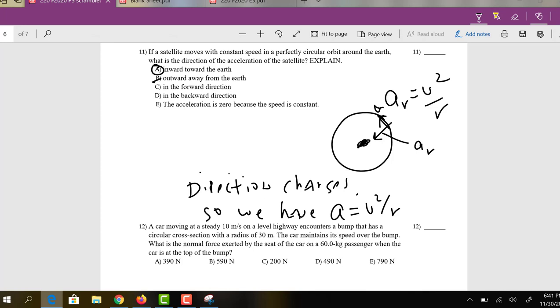Outward, no, it's definitely not outward. In the forward direction, so it's moving forward. It's moving on its own. It just has momentum forward. It keeps changing direction because of the force towards the center. Definitely not backwards. And it's not zero because the direction is changing. Okay, so you always have to have an acceleration towards the center if you're going in a circle.